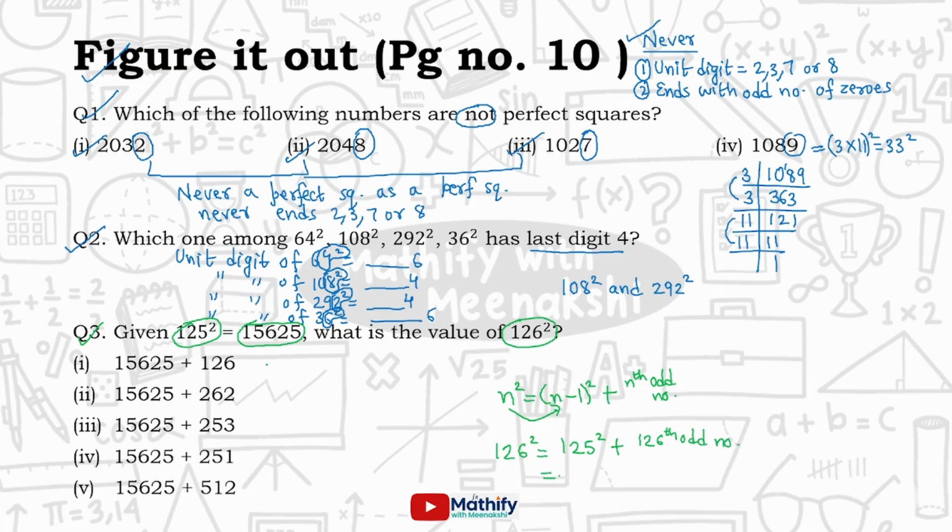Now what is 125 square? That's given, 15625. Now the 126th odd number, that is 2 into 126 minus 1. Double minus 1 is an odd number. That means 15625 plus, now double of 126, that's 252 minus 1, that's 251. No need to solve because we have one of the options here, the fourth option is correct. Now let's move to the next question.